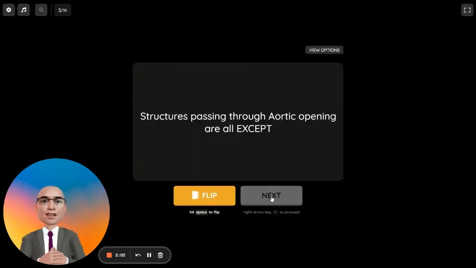Next question was about the openings in the diaphragm, very important topic. Structures passing through the aortic opening are all except. We know that the structures passing through the aortic opening are descending aorta, Hirschheimer's vein and thoracic duct. If we want to discuss these structures from right to left, then it will be Hirschheimer's vein, thoracic duct and then descending thoracic aorta.